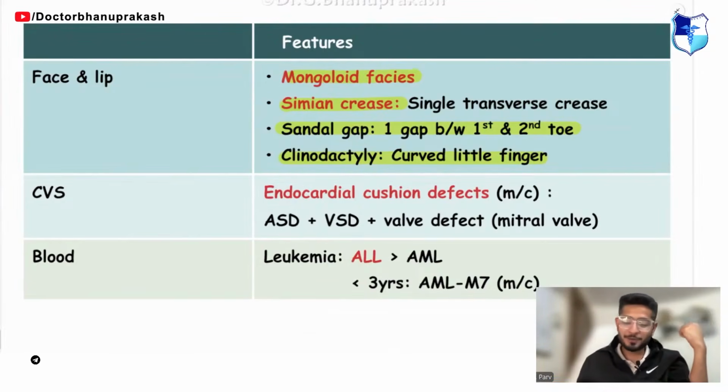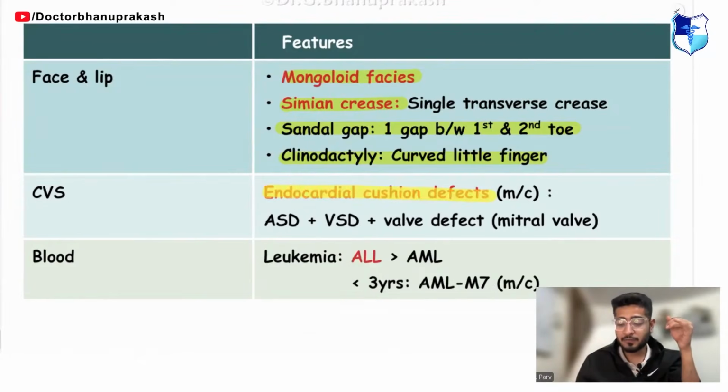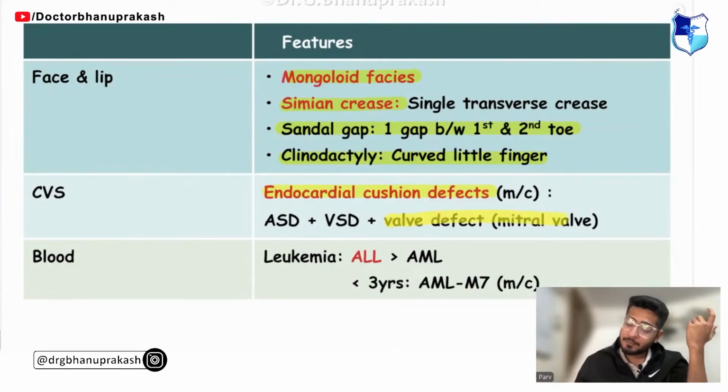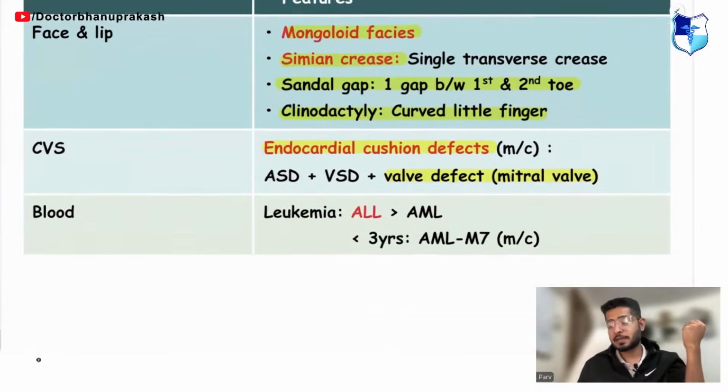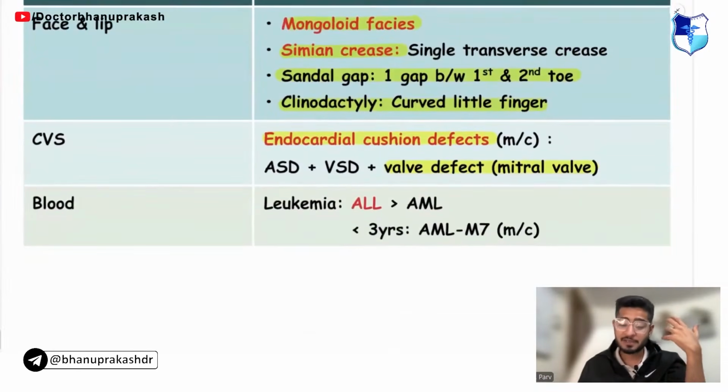Okay, what about the CVS? Now, what about the cardiovascular system? The most common defect in Down syndrome is endocardial cushion defect. And in the valvular defects, the mitral valve is the valve which is at highest risk.